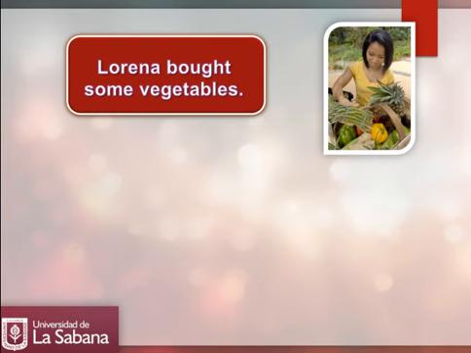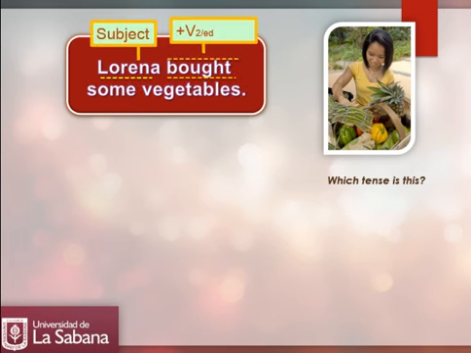Now let's take a look at this sentence. Lorena bought some vegetables. Once again, let's try to find the subject of the sentence and let's try to identify the tense. So the verb is in the past form, bought. So we are talking about the past.